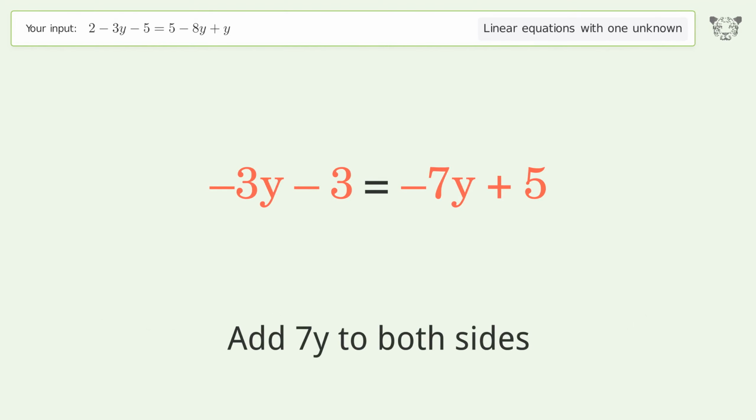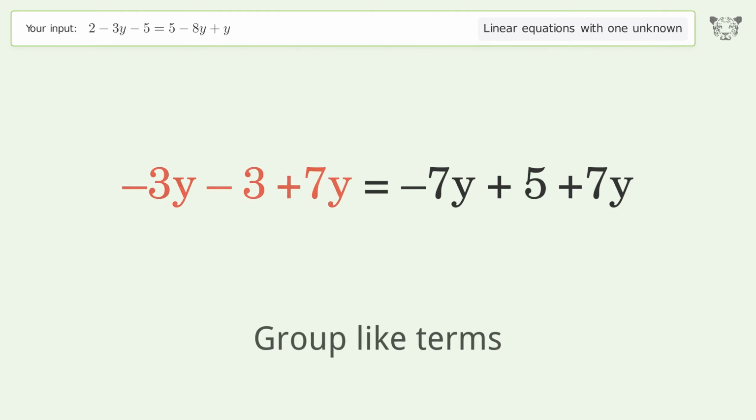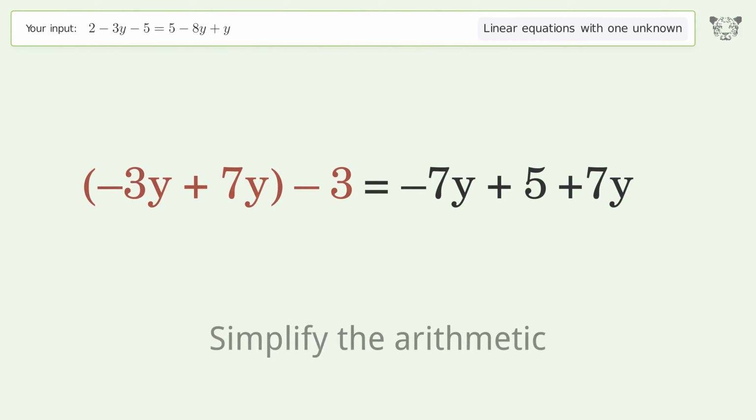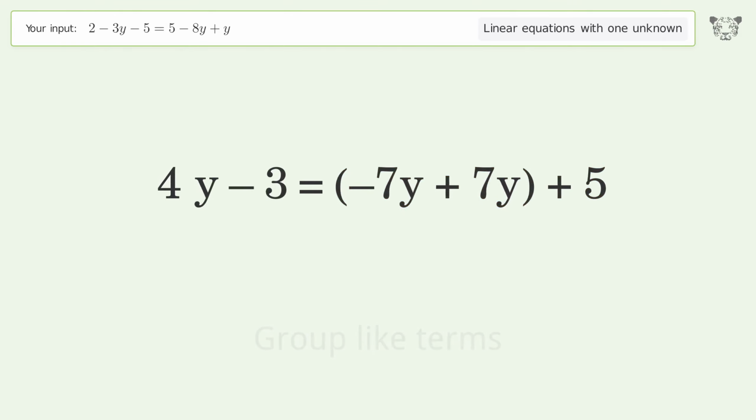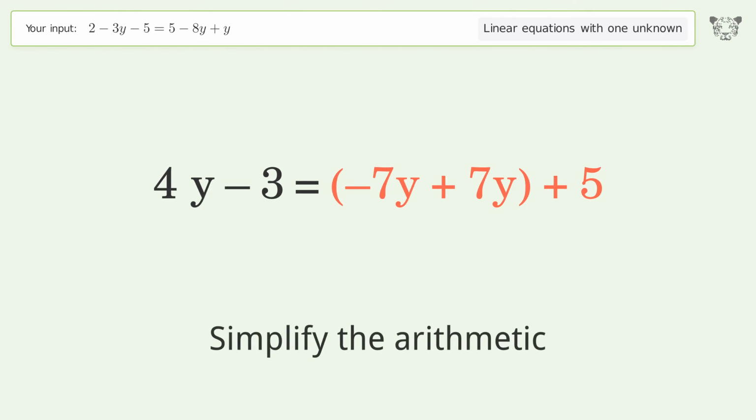Add 7y to both sides. Group like terms. Simplify the arithmetic. Group like terms. Simplify the arithmetic.